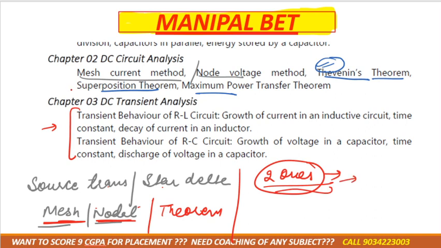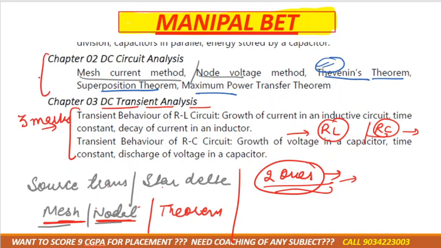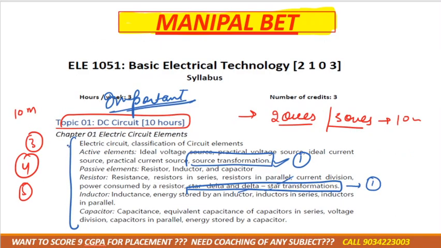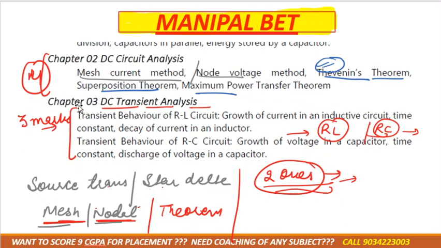Now the third question they will always cover from transient analysis. Maybe they'll give you the RL circuit, or maybe the RC circuit. This question will 110% be covered, generally of 3 marks. This question can be of 4 marks if they give you the theorem, and this part is covered by 3 marks. So if you want to skip, then you can skip the transient analysis. Every time they'll give you a question of 3 marks.